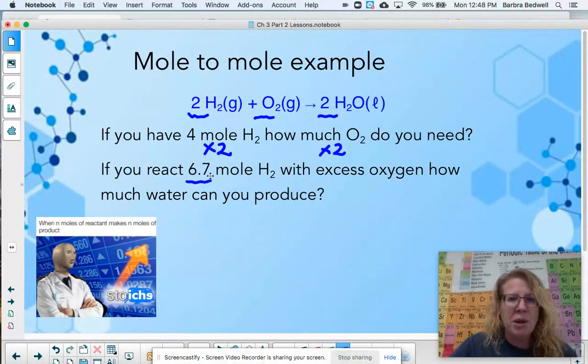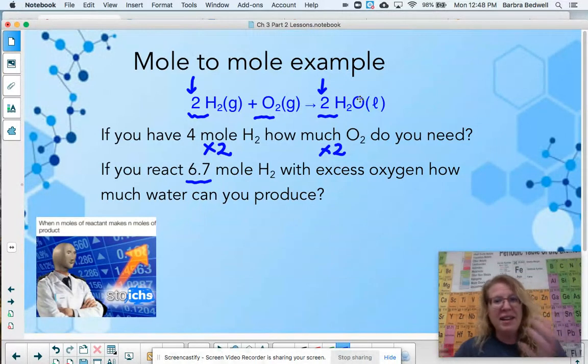I still maybe don't know exactly how much I'm going to get for product, but if I have 6.7 moles of hydrogen with excess oxygen, excess here means I simply have more than enough. I'm not going to run out of oxygen. How much water can I produce? So this is a little bit harder to see, right? Because I don't know if I'm going to 2 to 6.7. That's some kind of weird random amount. But I can look at my equation and look at my ratio. Look, I've got 2 moles of hydrogen go in. Well, that also means I have 2 moles of water that go out. So if I have 6.7 moles of hydrogen that go in, I could get 6.7 moles of water out.